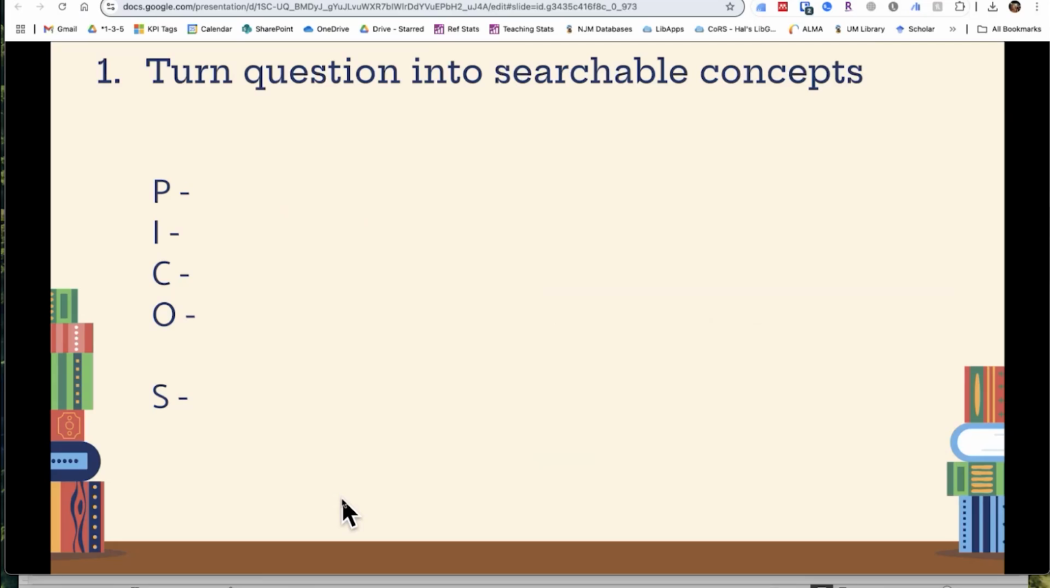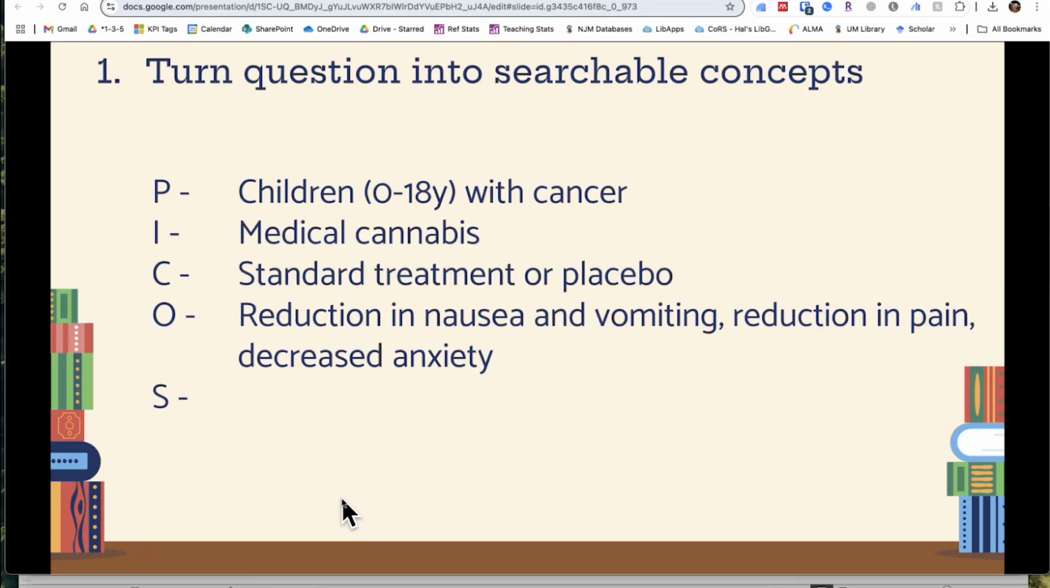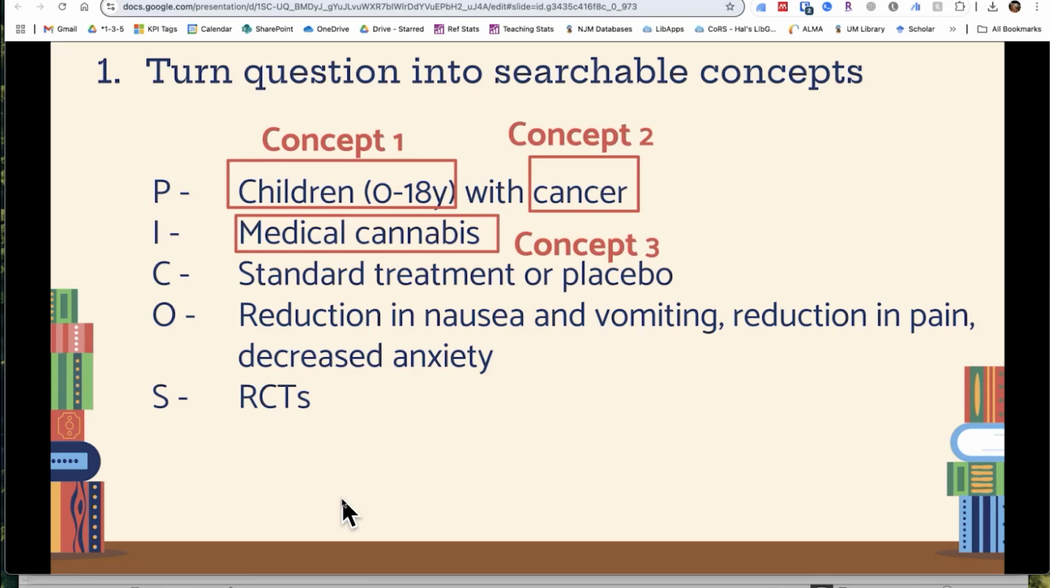Okay, so let's start with one, turning questions into searchable concepts. Let's go back to our PICO question from earlier. This time, in addition to PICO, I added the S because I wanted to put in a specific study type. So these are my PICO concepts, but that doesn't mean that when I do a search, I'm going to search for all of these. From this, you would pull out your searchable concepts. Concept 1, children. Concept 2, cancer. Concept 3, medical cannabis. Those are what you search for in the literature.